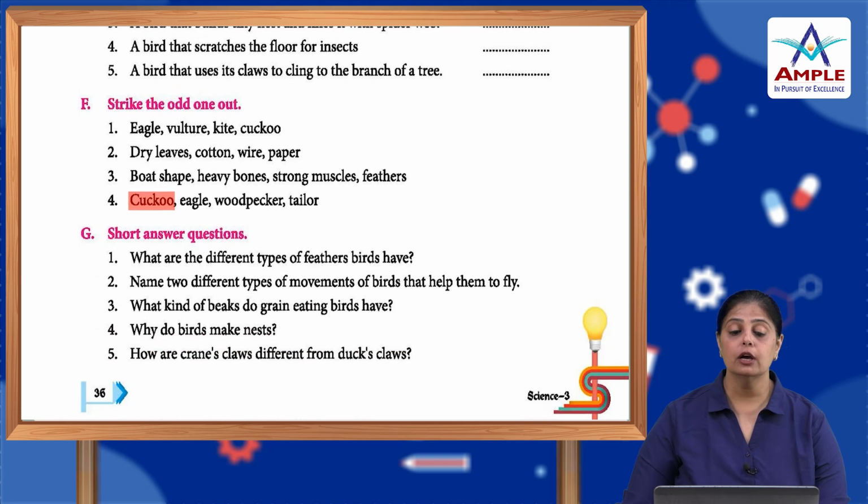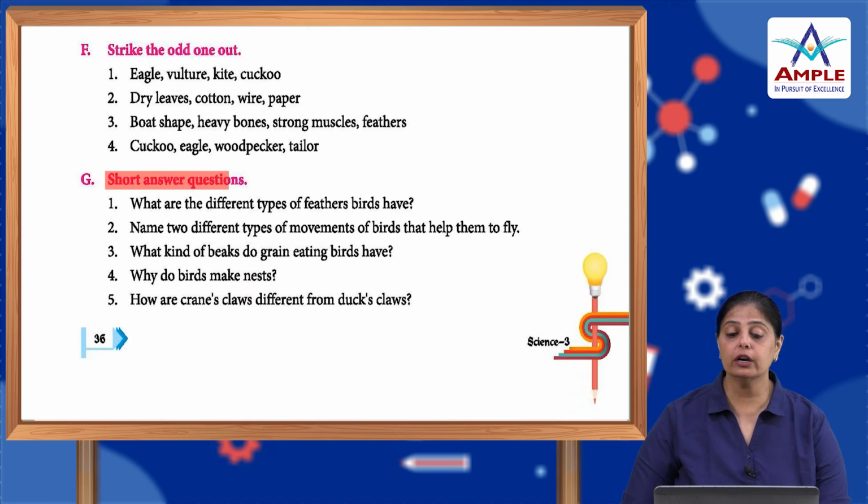Alright. Now, short answer questions. What are the different types of feathers birds have? The different types of feathers that the birds have are down feathers and the flight feathers. Alright. Now, these feathers have different types of qualities in them.